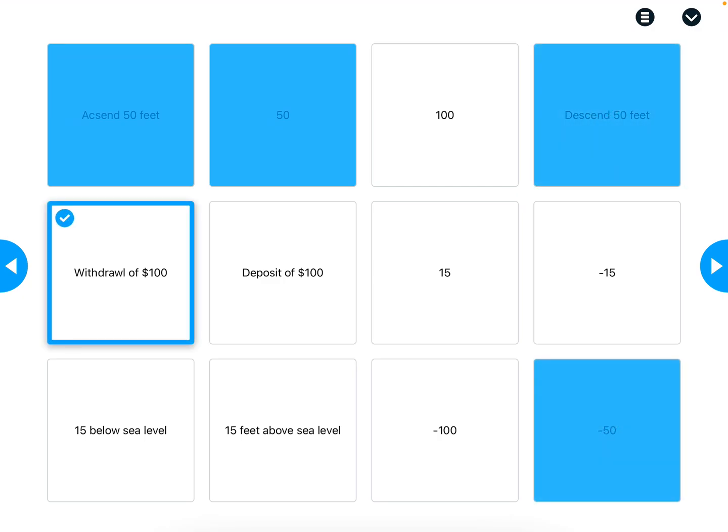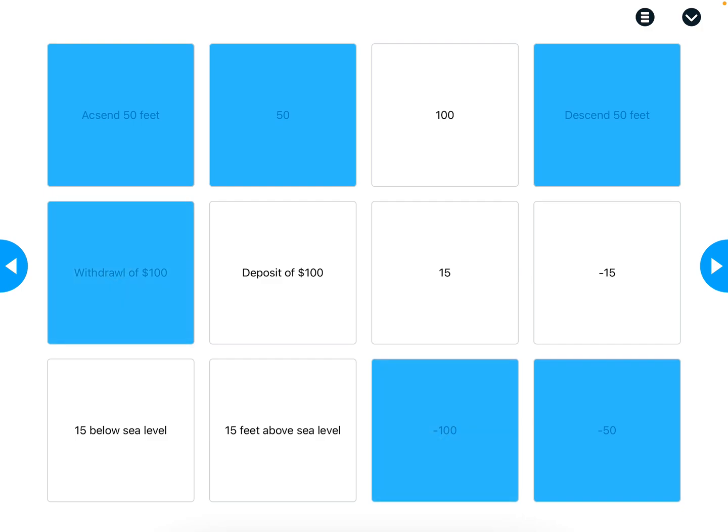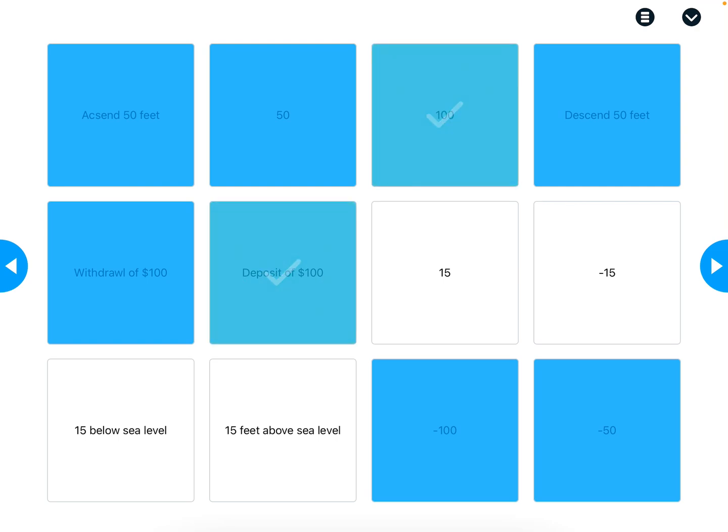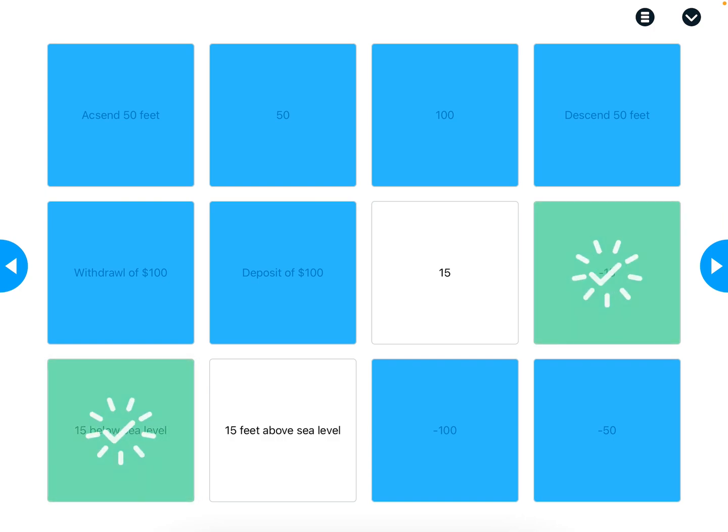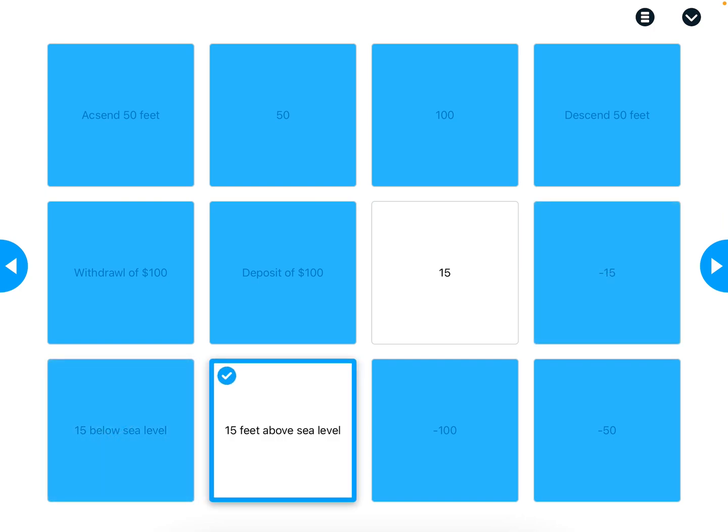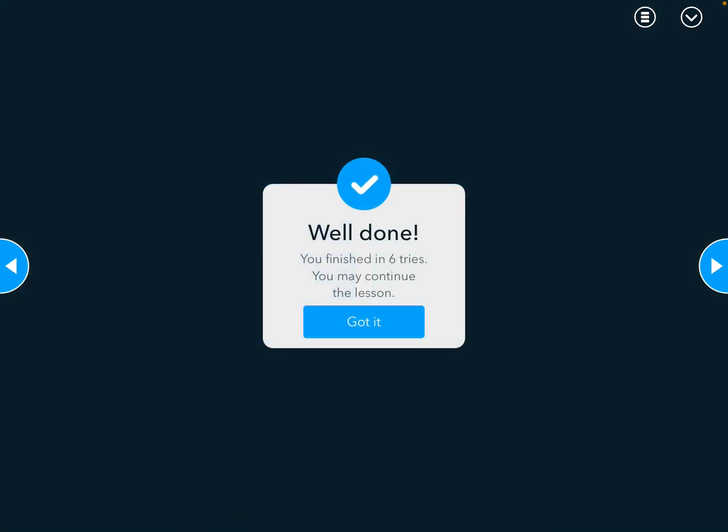Next, I have a withdrawal of $100. If you withdraw money from the bank, you're taking it out. So it's going away. So that would be a negative 100, withdraw. The opposite of withdrawing is deposit. Deposit means you're putting money in your savings or in the bank. So that would be a positive 100. And lastly, at the bottom, I have 15 below sea level. If something's below sea level, it's under the water. So that would be a negative 15. And the opposite of that, 15 feet above sea level, would be a positive 15.